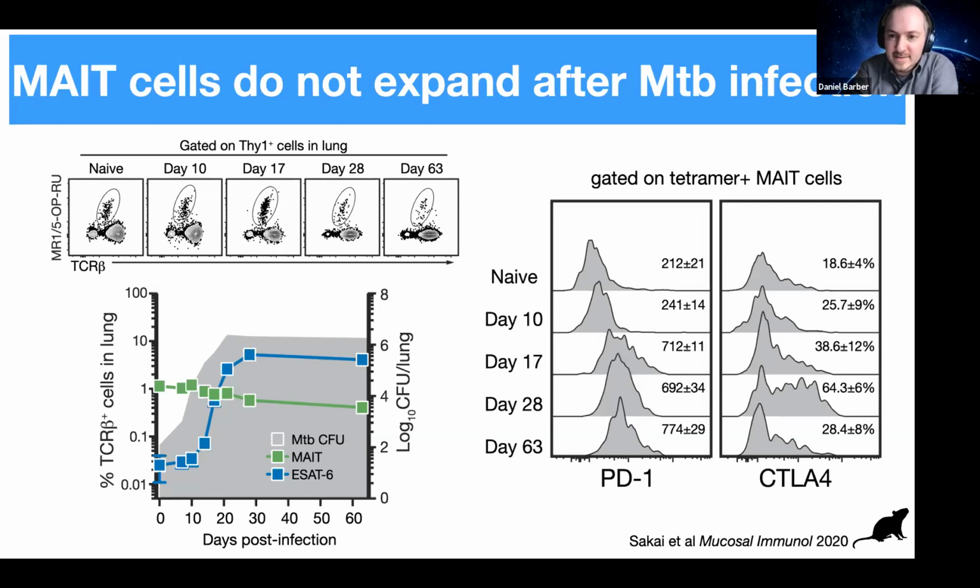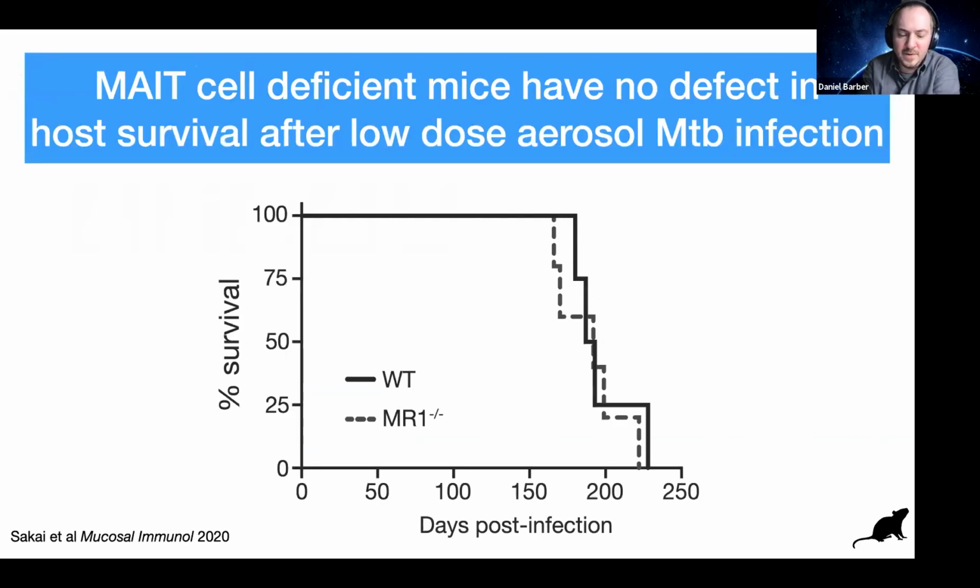But they did get activated. If you look at the expression of different activation molecules, in particular PD-1 and CD4, both of which are induced by peptide or TCR stimulation, you can see that the MAITs are getting activated. They're just not expanding much. So the MAIT response to TB is kind of a weak one. They see the antigen, but they're not really induced to undergo expansion. And when you infect an MR1 knockout mouse, there's really no phenotype at all. So the endogenous MAIT response to TB is weak and not terribly important for the outcome of infection, but that doesn't mean that you can't make them be important.